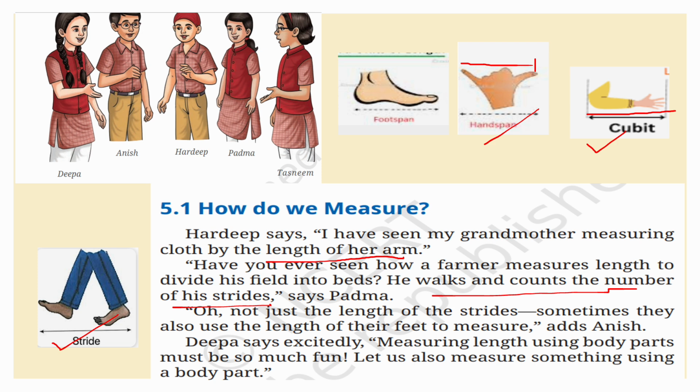Sometimes they also use the length of their feet to measure. So in this figure, you can see foot span. What do you mean by foot span? Foot span is the distance between the point of the toe and the heel of the foot. See, this distance is foot span.